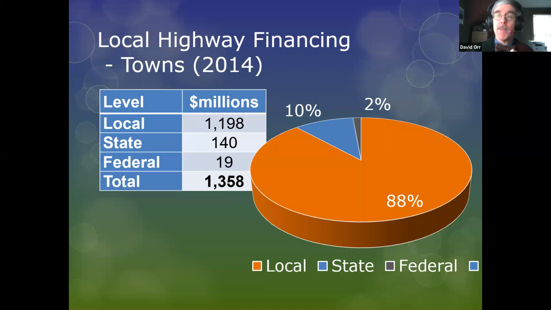Most of the money to pay for town highways, and this is also true for cities, villages, and counties, is from local dollars, which means property taxes and sales taxes. And obviously we know sales taxes are being affected. So this is going to be an issue as we start talking about budgets. I just want you to keep that in mind.